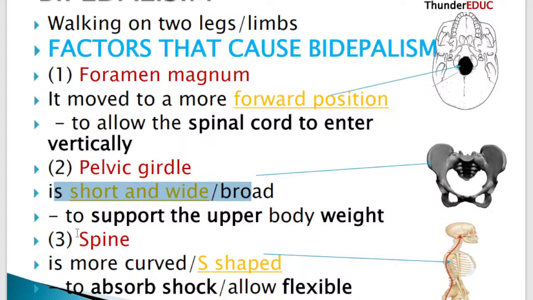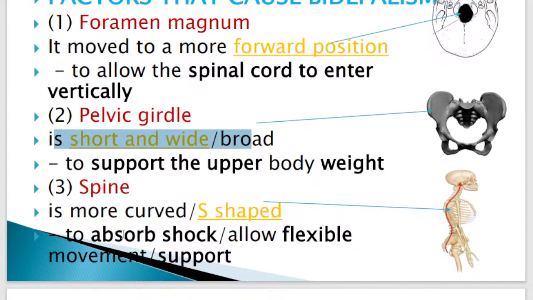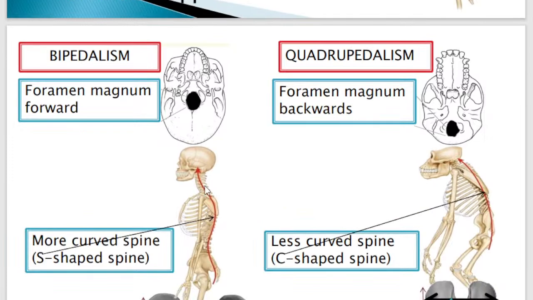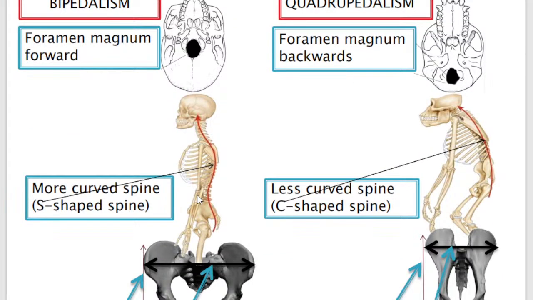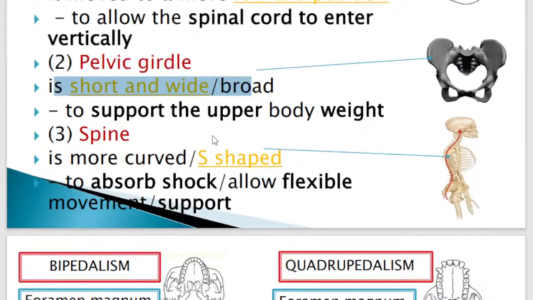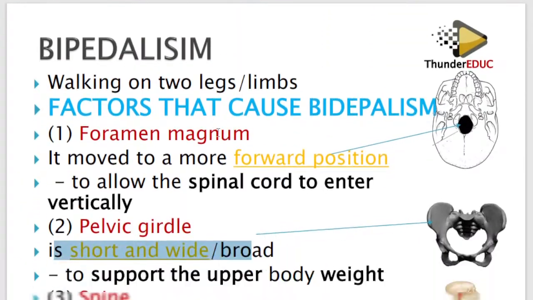What about the spine? It is S-shaped so that it brings about flexibility. If you are flexible, the upper weight can be supported. You can move, you can walk. When you are jumping, it absorbs the shock. That's why they call it a shock absorber. So it brings about bipedalism, walking on two hind limbs.